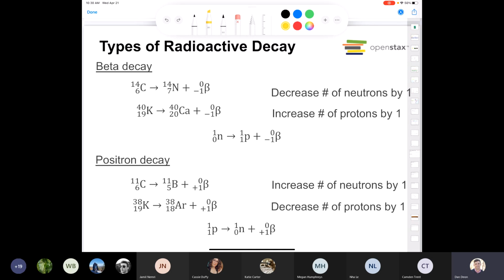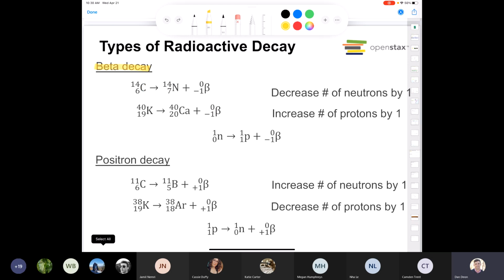Right? In beta decay, what are we going to liberate? We're going to liberate a beta particle. You see two examples here. Now, what's happening overall? We're starting out here with carbon 14, and we're ending up with nitrogen 14, right? So we're changing an atom into another atom. We're going from a carbon to a nitrogen.